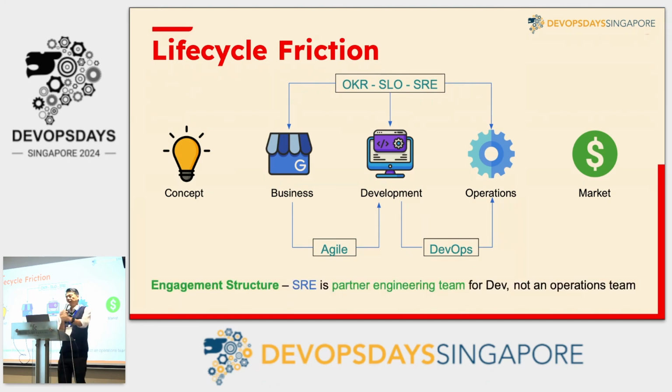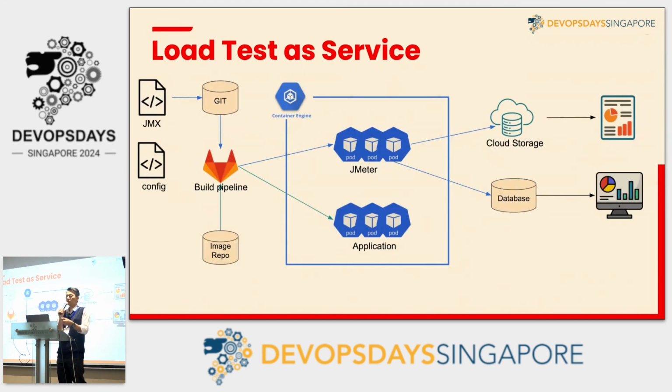And this is one of the lines that I really like very much. When we talk about SRE, it comes from Google. They say in the engagement structure that SRE is a partnering team, a partner engineering team for the dev, and not the operations team. Okay, so it may make sense to you, or might not. This is before my last slide, right?